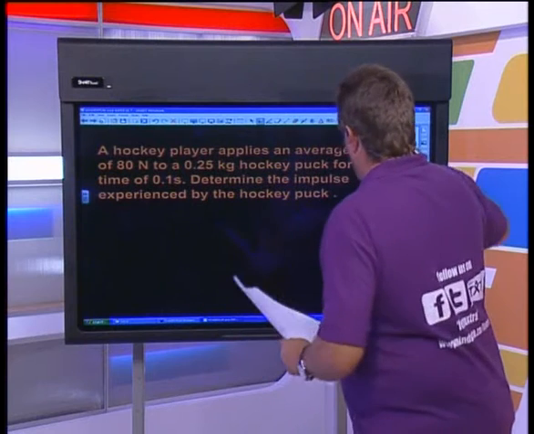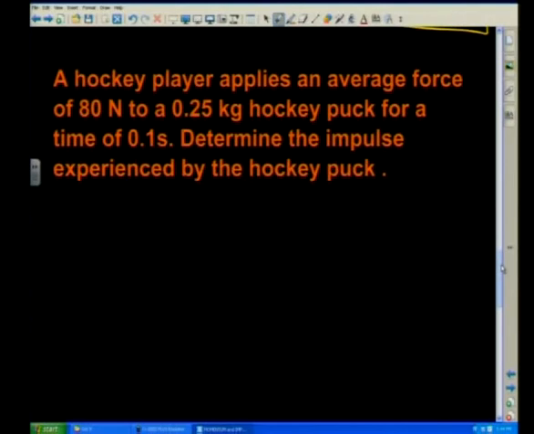Okay, so what I've got over here is a very simple little question. It says a hockey player applies an average force of 80 newtons to a 0.25 kilogram hockey puck for a time of 0.1 seconds. Determine the impulse experienced by the hockey puck. Now, you might say, well, what's a hockey puck, guys?